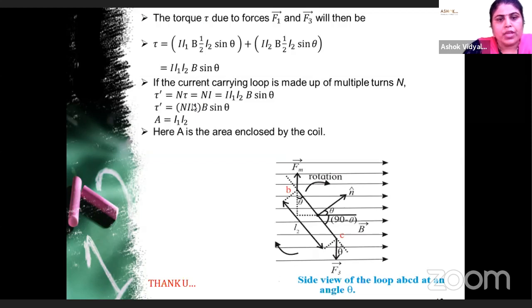In this way today we stop here, and in the next session we are going to see the next concept of this magnetic field.